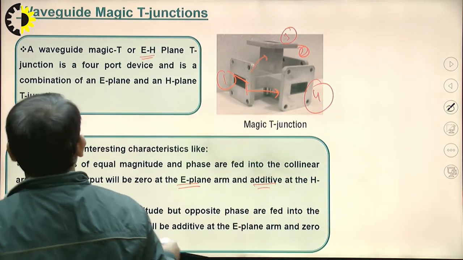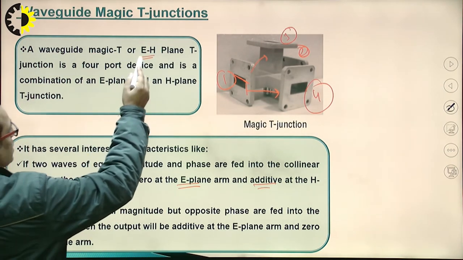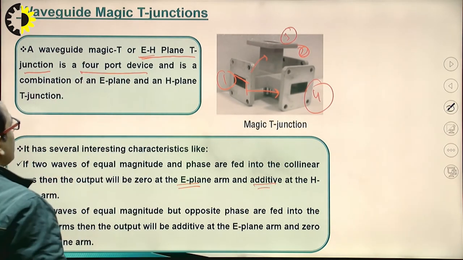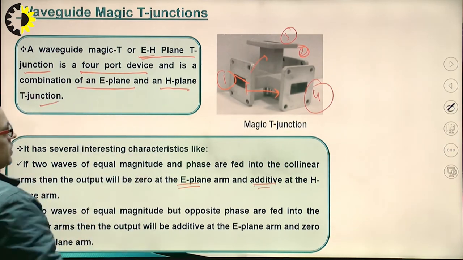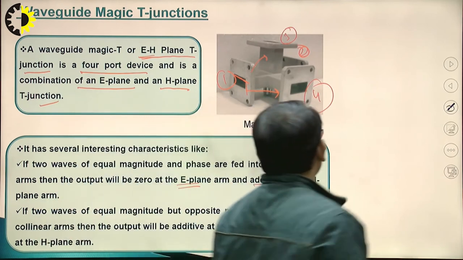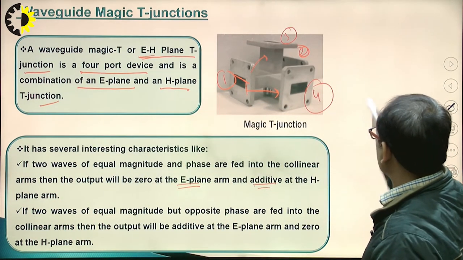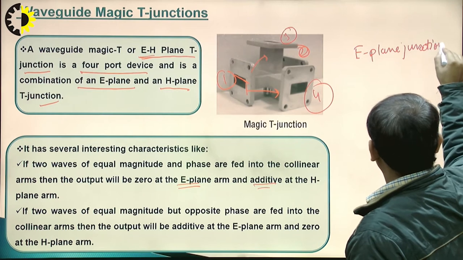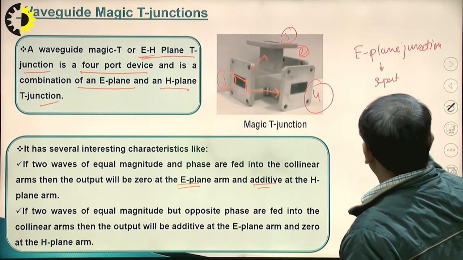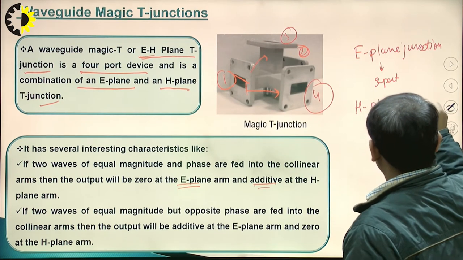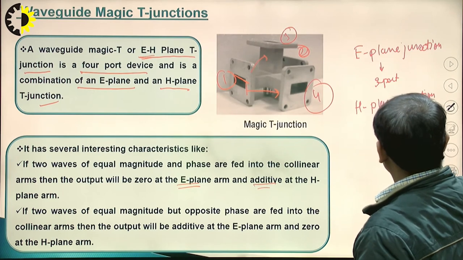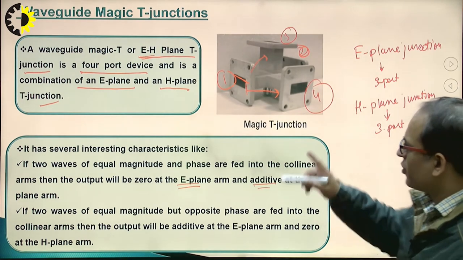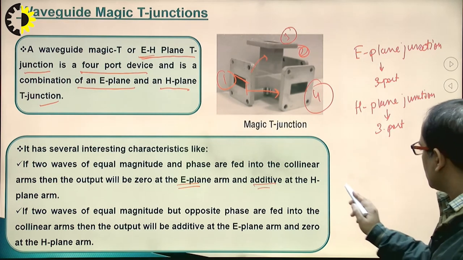Means it is a combination of what? E plane T and H plane T. That's why it is also known as the EH plane T junction, a 4-port device that is a combination of E plane and H plane T junction. Now we know that the E plane junction is a 3-port device, and the H plane junction is also a 3-port device. So in combination of E plane and H plane, we will get the 4-port device, and this 4-port device looks like this.